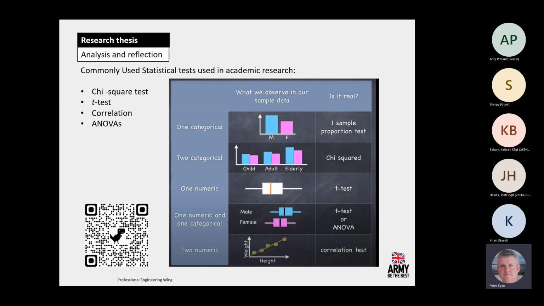If you've got one category difference, then a simple proportion test is fine. If you've got two categories difference, so you've got males, adults, and elderly, then you might want to do a chi-square test. If you've got one number difference, so you've looked at heights of people, tall and short, a t-test might be better. And as I said, watch the video. He explains really easily how to do it.